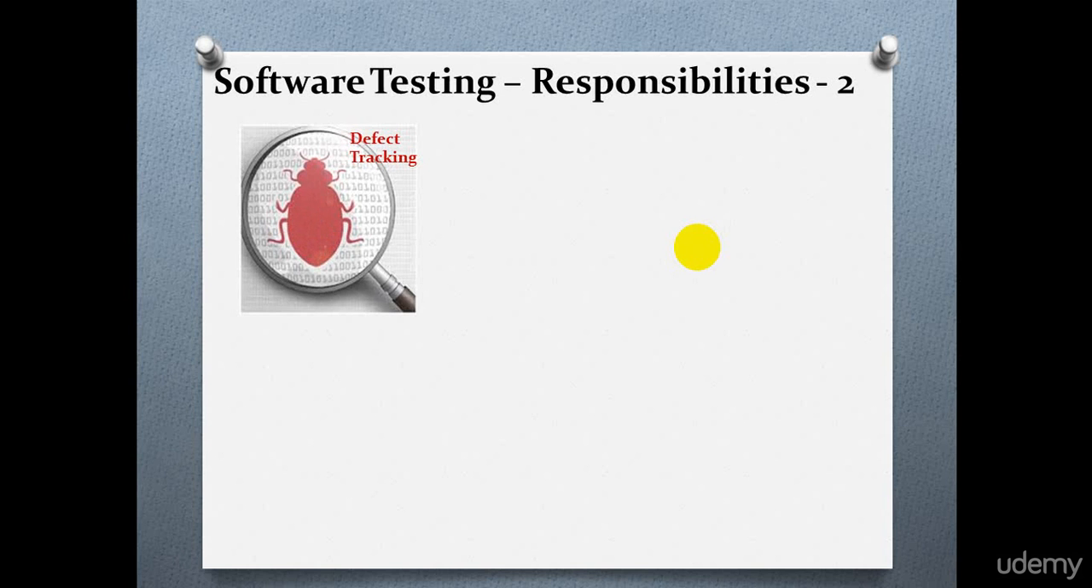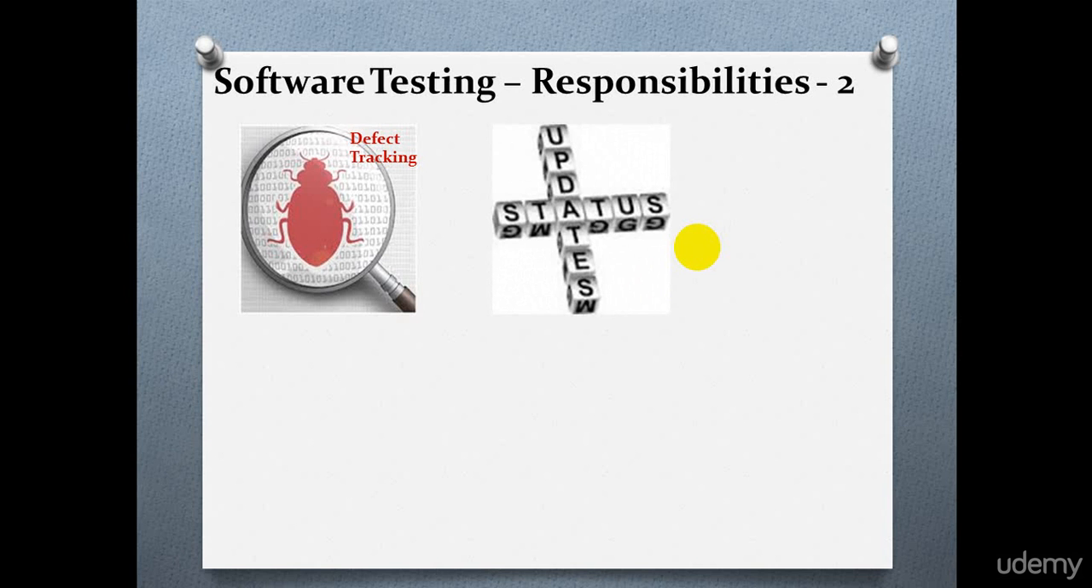Next responsibility is defect tracking. Defect tracking also is a very important responsibility of a tester. Defect tracking is the process of finding the defects in a product or in a software. Defects found during the process of testing should be tracked by the software testers. The defects are entered into the bug tracking tool for better maintenance. Once the development team fixes the defect, testers have to retest the application and make sure that the defect is fixed properly.